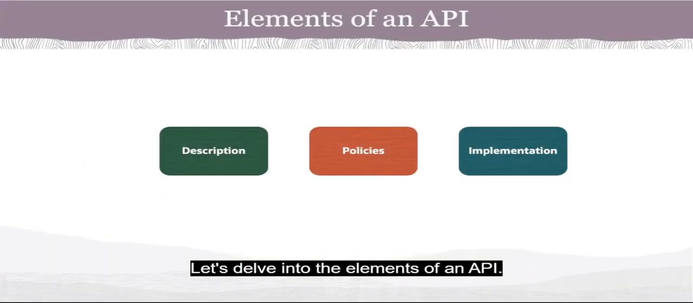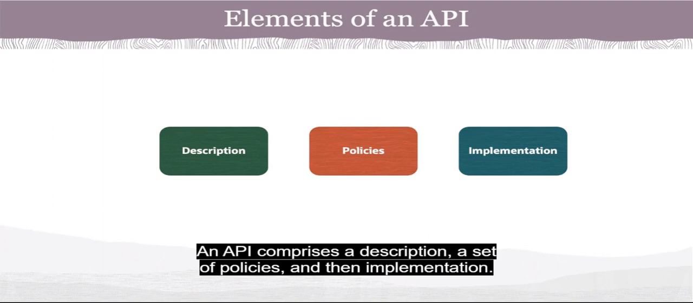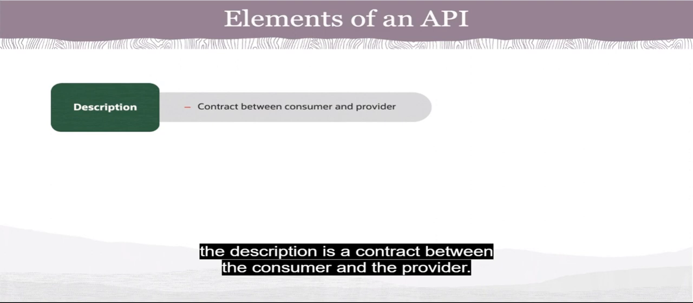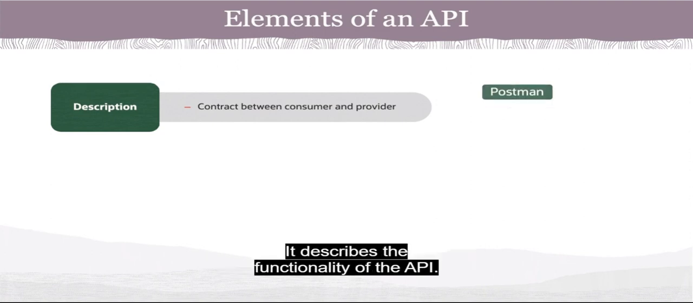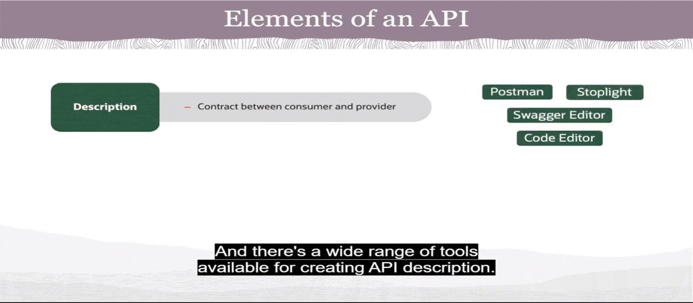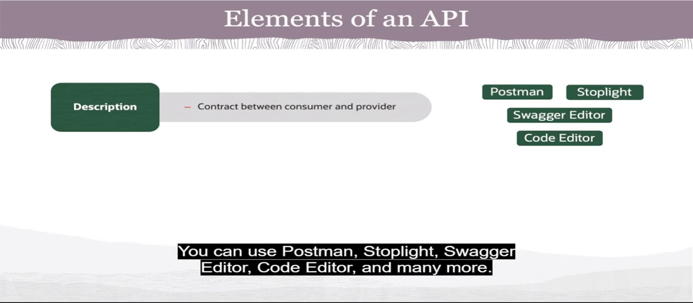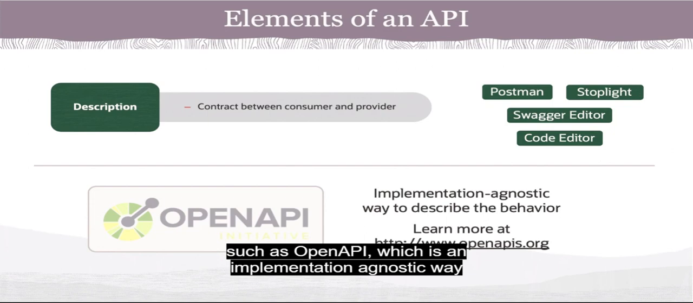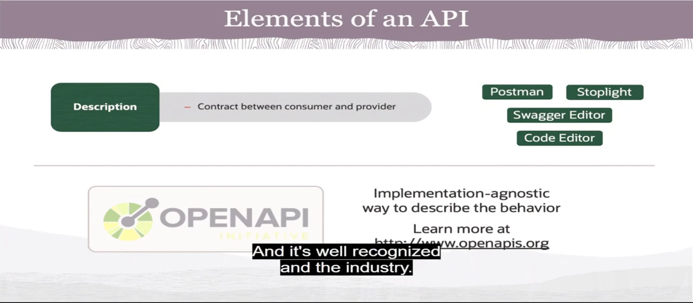So let's delve into the elements of an API. An API comprises a description, a set of policies, and an implementation. So beginning with the description is a contract between the consumer and the provider. It describes the functionality of the API. And there's a wide range of tools available for creating API description. You can use Postman, Stoplight, Swagger Editor, Code Editor, and many more. Description is typically written in a format such as OpenAPI, which is an implementation agnostic way to describe the behavior, and it's well recognized in the industry.